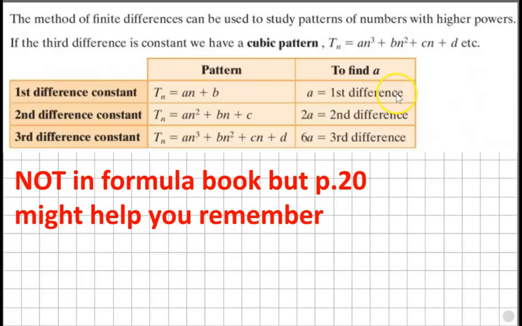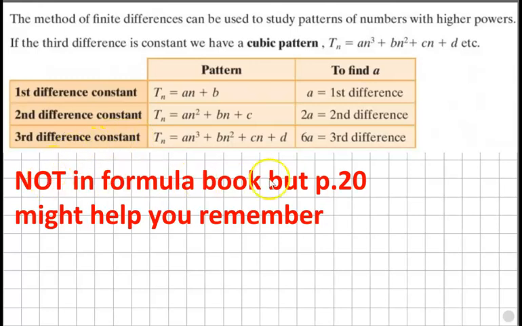So a is equal to the first difference. If the second difference is constant, our pattern is Tn equals an squared plus bn plus c. So 2a is equal to the second difference. And if our third difference is constant, we get a cubic pattern. So Tn is equal to an cubed plus bn squared plus cn plus d. And the rule is that 6a is equal to the third difference. So dividing by 6 will give us a.